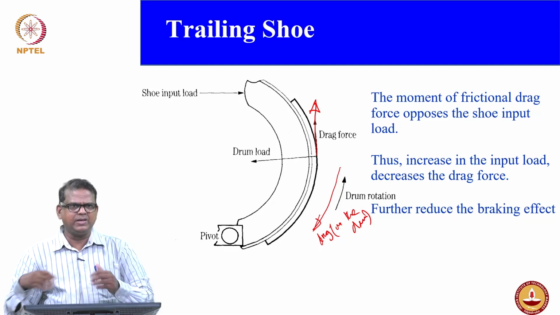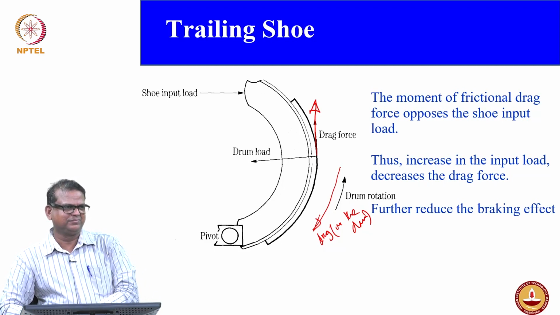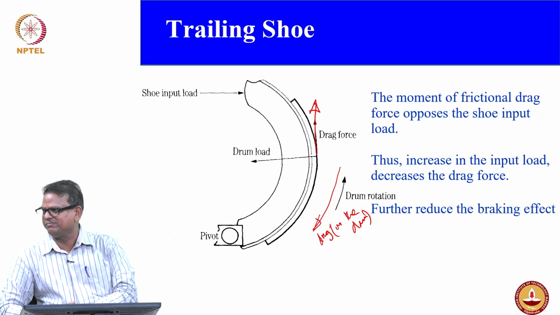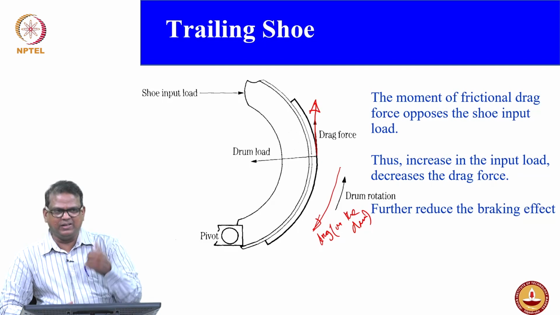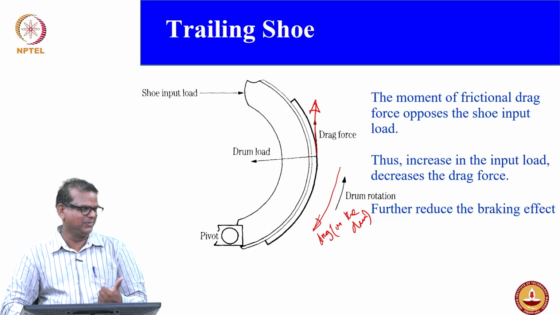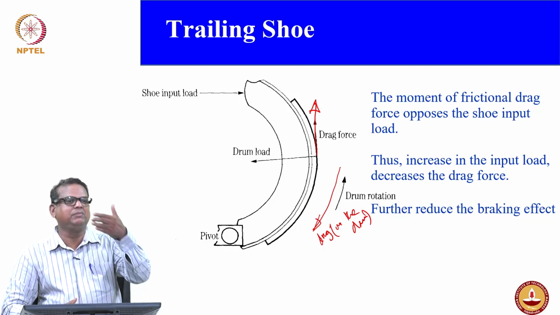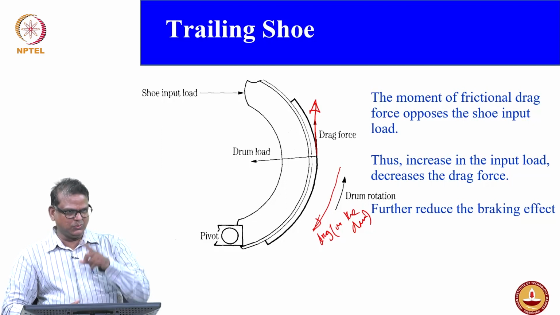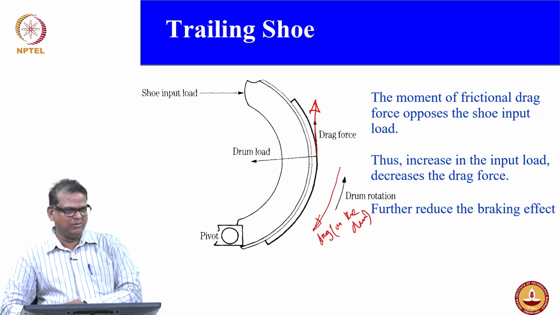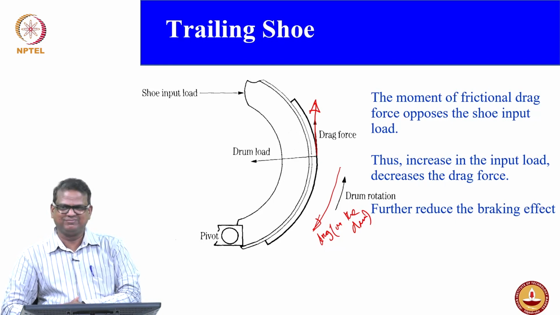You may ask another question: what happens if you have a reverse direction? How do you expect it to behave in the reverse direction? The leading shoe will become a trailing shoe and the trailing shoe will become the leading shoe. So it will change. To avoid that, you can have another wheel cylinder at the bottom. With two wheel cylinders, at any given time you can arrange for both shoes to be leading. By doing that, the braking effort would be much better.